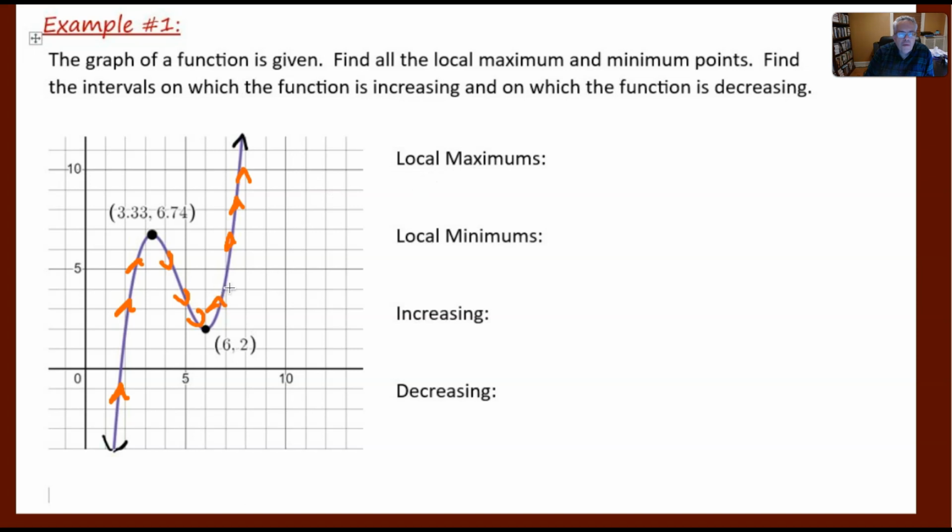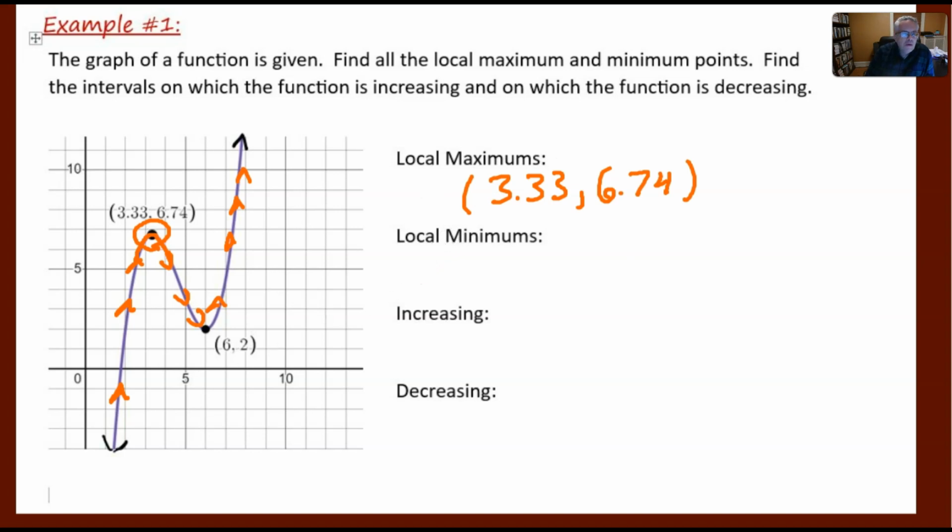First it says find the local maximums. Well, this point right here is an example of a local maximum. In order to be a local maximum, there has to be a function to the left and function to the right of it. It can't be an endpoint. And it has to be the highest point around it. It's like the peak of a hill. It's not necessarily the highest point in the whole graph, but it's certainly the highest point around it. So notice how it goes up, that's the top of the hill, and it turns around. So this local maximum is not so nice. Decimal tells me that it's approximately 3.33 and 6.74. So when we ask for a local maximum, we're asking for the coordinates of the point.